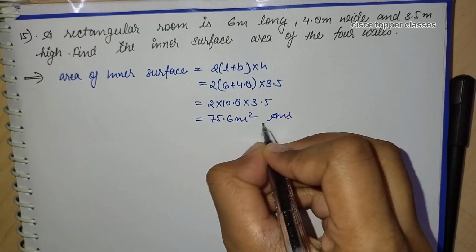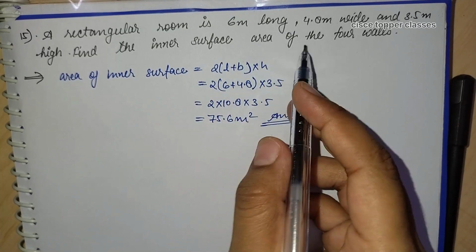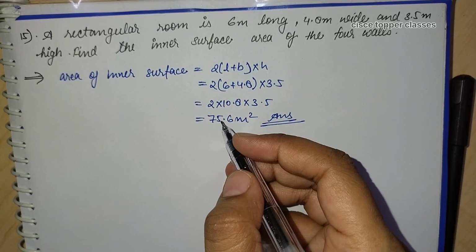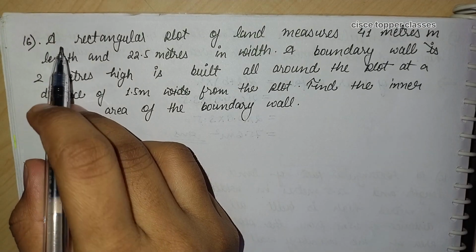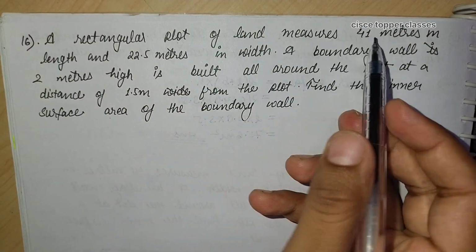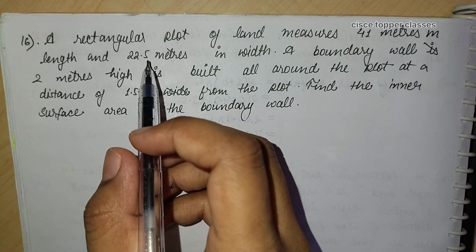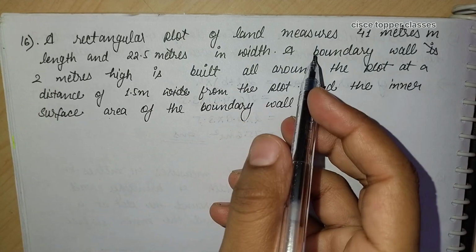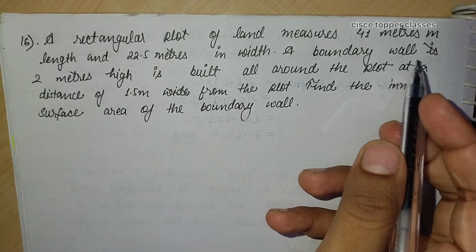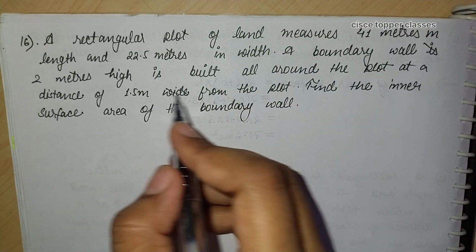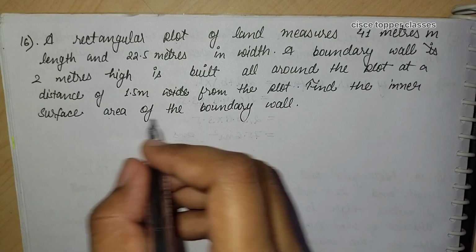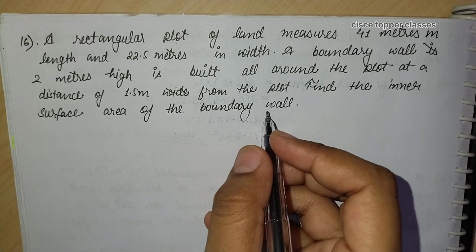This is the final answer. Means the inner surface area of the four walls is 75.6 meter square. Now let us solve here 16 question. A rectangular plot of land measures 41 meters in length and 22.5 meters in width. A boundary wall 2 meters high is built all around the plot at a distance of 1.5 meter from the plot. Then find the inner surface area of the boundary wall.